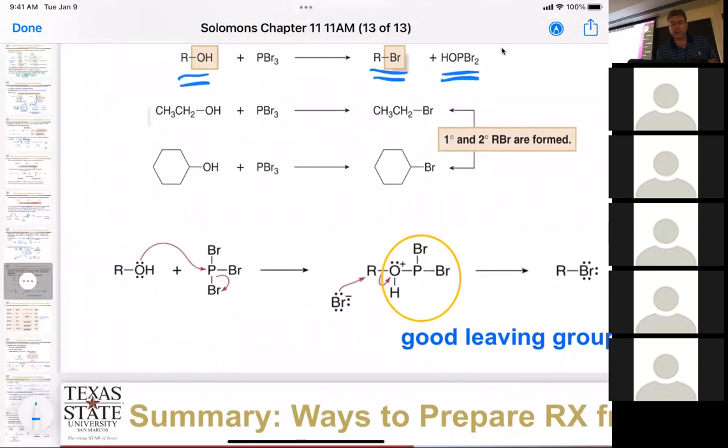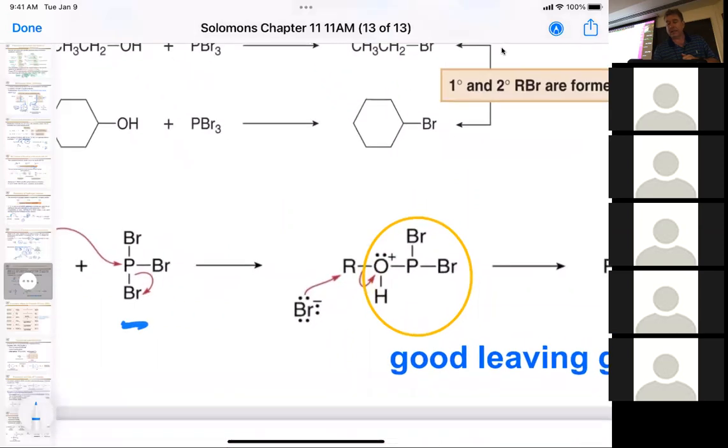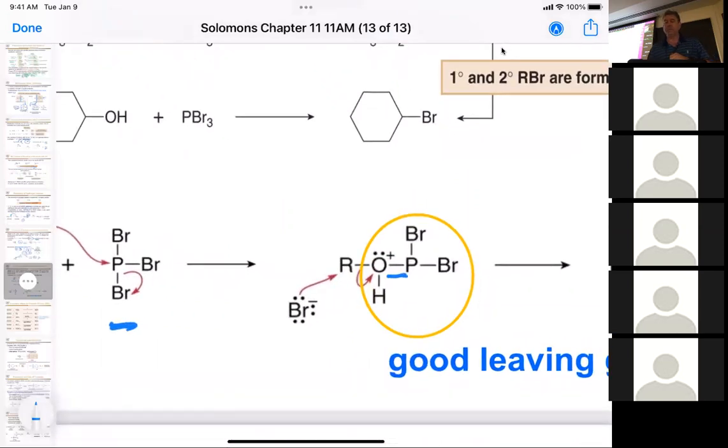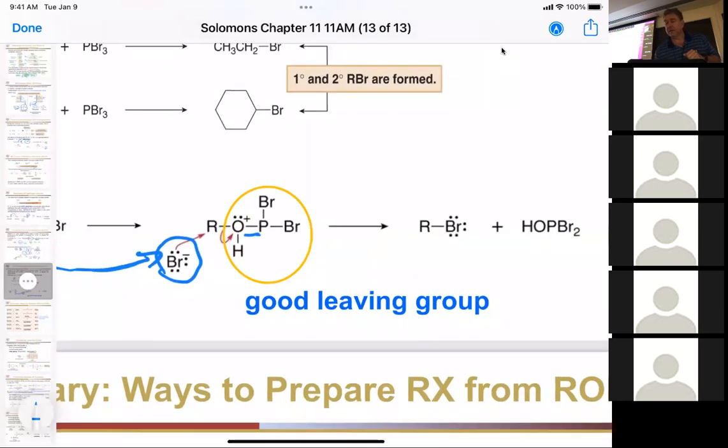All right, so this turns out to be a Lewis base. It's phosphorus. It only has 6 electrons in its outer shell. And so our alcohol acts as our nucleophile and generates a phosphorus oxygen bond with 2 bromides on it. And now when this kicked out, it generated our nucleophile, and now it can come in and do our SN2 reaction. Remember, primaries and secondaries only, no tertiaries. And that kicks out a phosphorus compound with the oxygen on it, and we get our bromine.